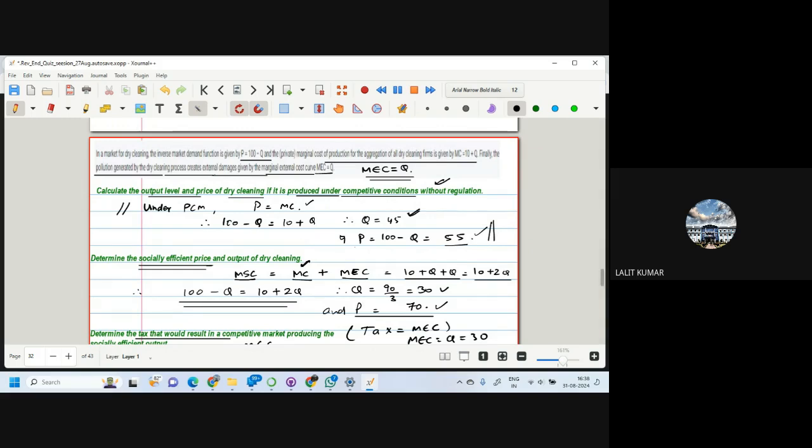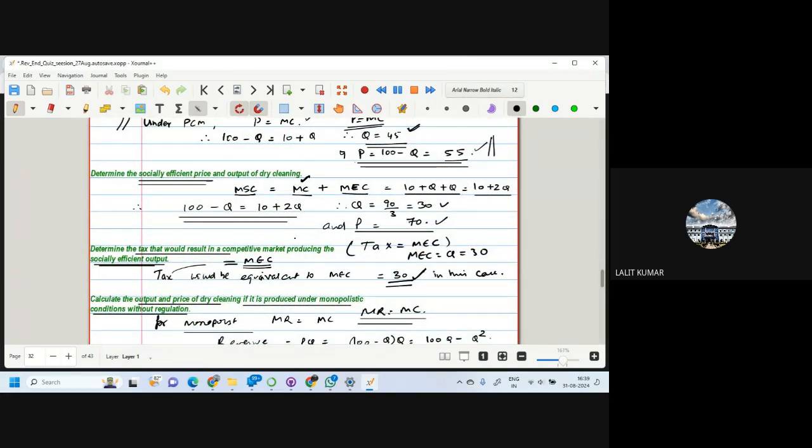So this is one question about this MEC is equal to Q question, and here we have faltered. In the question, in a market for dry cleaning, the inverse demand is this function. Marginal cost is MC is equal to 10 plus Q. Finally, the pollution generated by the dry cleaning process creates external damages given by the marginal external cost, MEC is equal to Q. Calculate the output level and price of dry cleaning if it is produced under perfectly competitive conditions, which is P is equal to MC. So putting P is equal to MC, we found Q is equal to 45 and P is equal to 55.